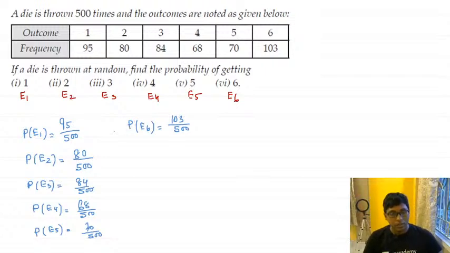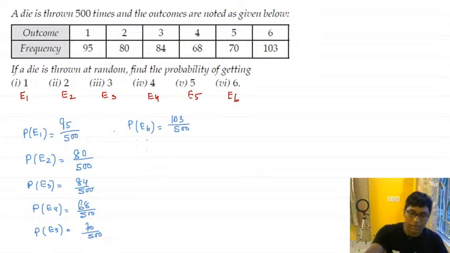Okay, you have to simplify them to get the proper answer. I'm not going for the simplification here. So this is the way we can say that this many times if you throw the coin, this is going to be the probability of the given events. Okay.